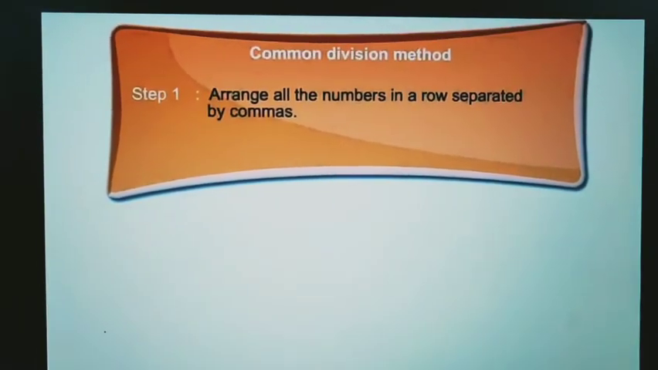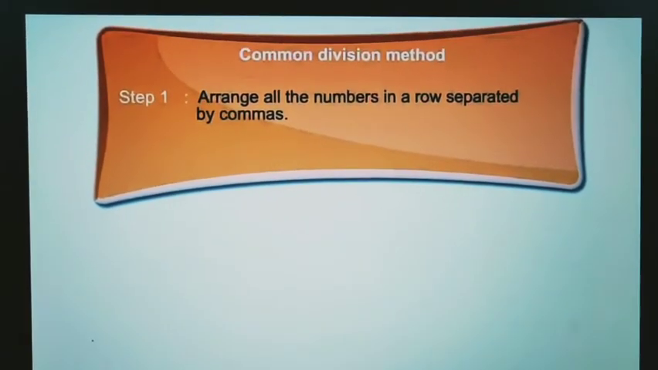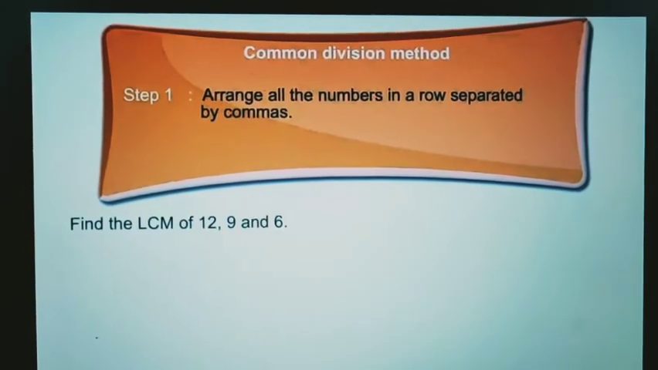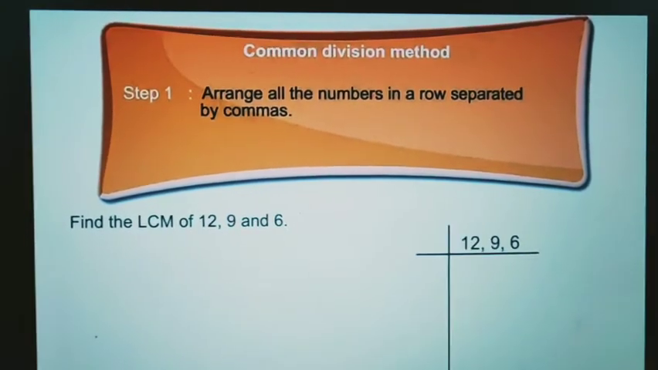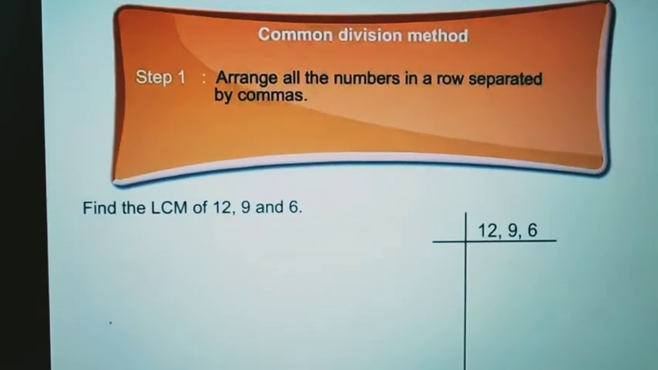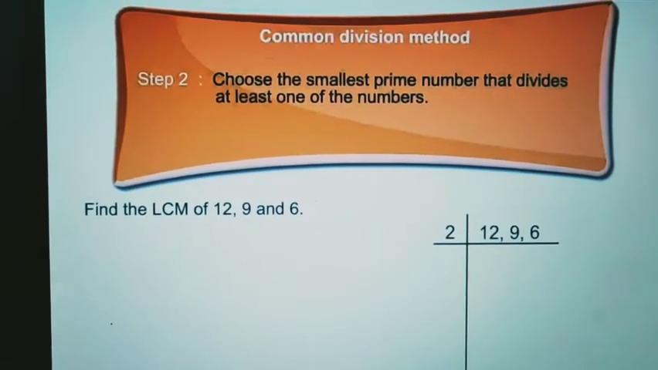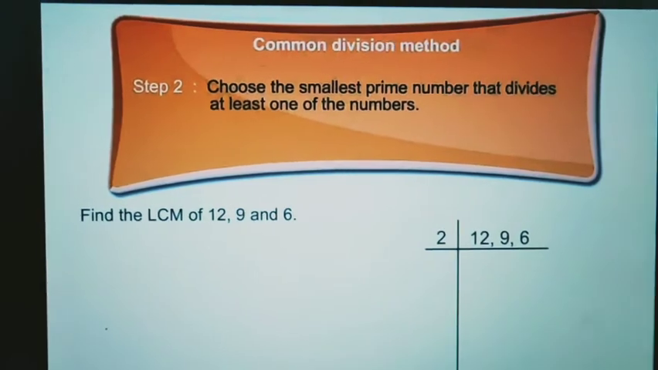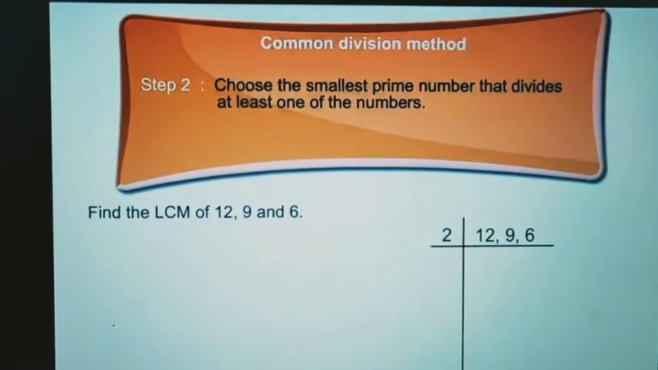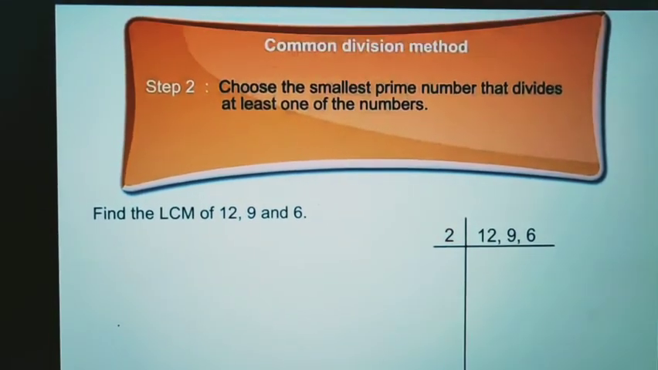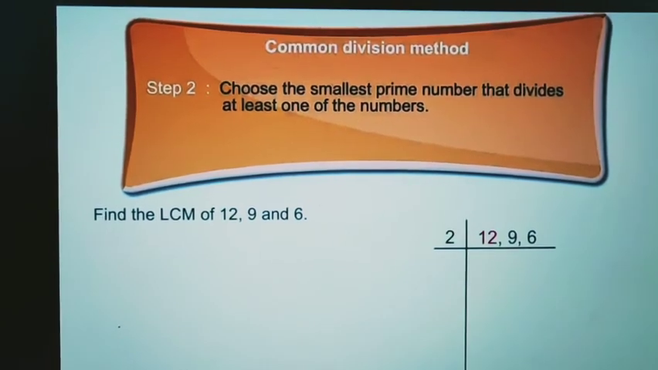To find the LCM using the common division method, first arrange all the numbers in a row separated by commas. Let us find the LCM of 12, 9 and 6. Next, choose the smallest prime number that divides at least one of the numbers. Here, 2 is the smallest prime number that will divide 12 and 6.